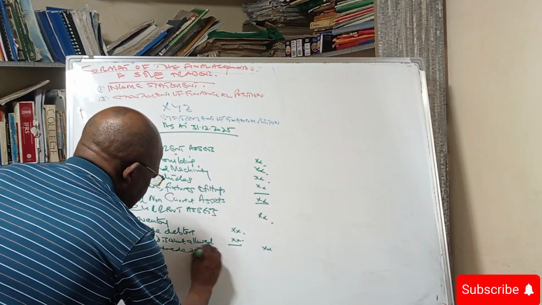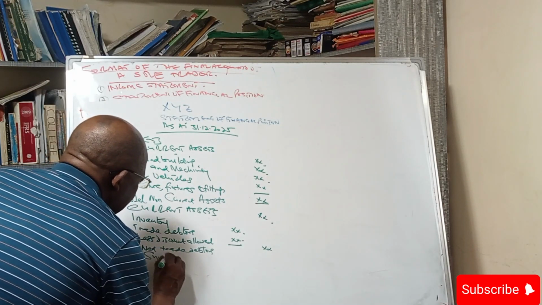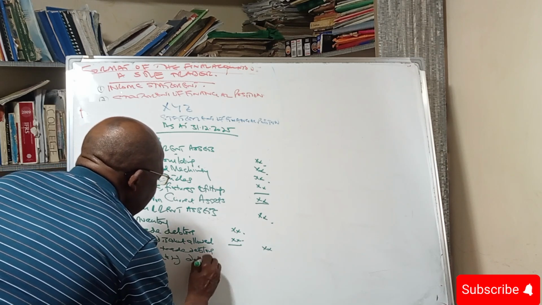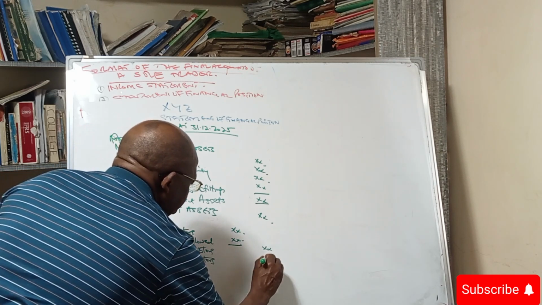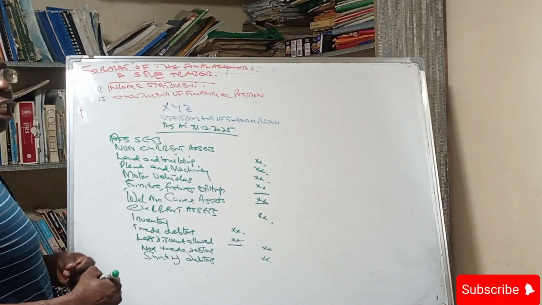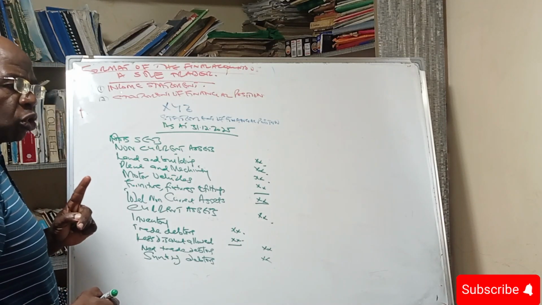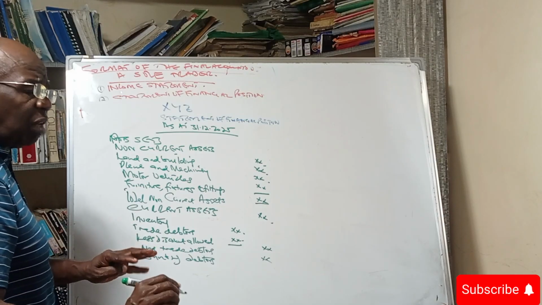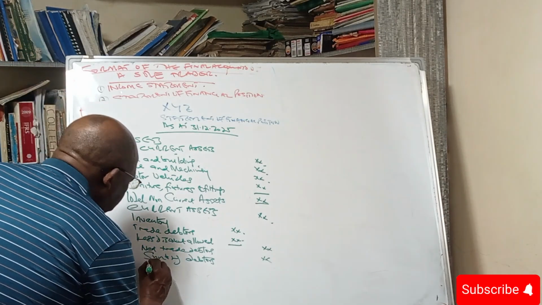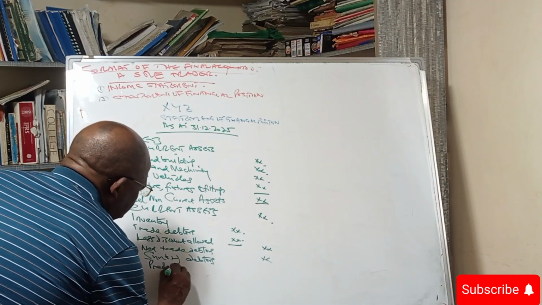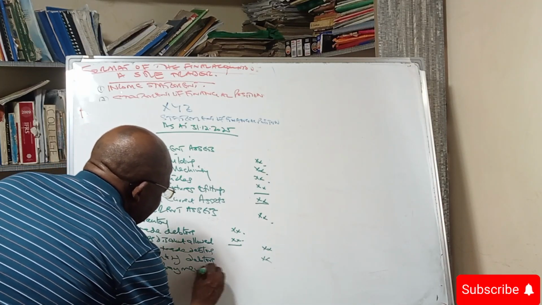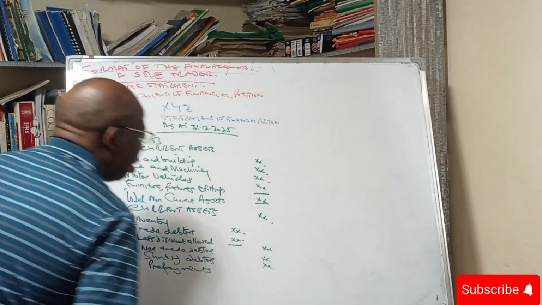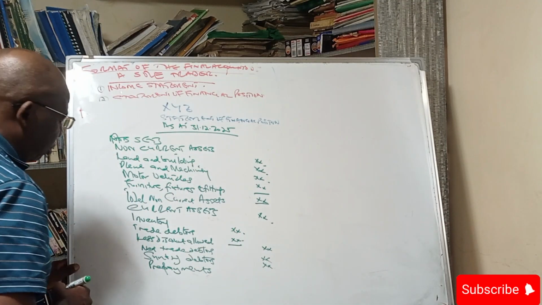Then we say sundry debtors. Those are debtors, people who owe us money, but not because we sold them inventory on credit. We sold them other things other than inventory, and they have not paid us. Then we talk about prepayments. These are amounts we have paid, but we have not used up.